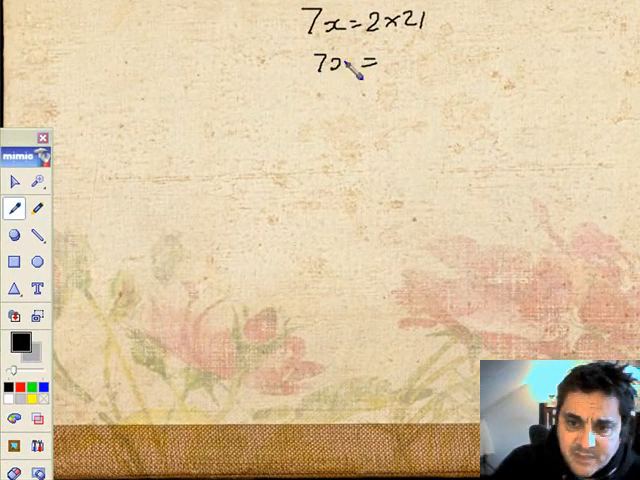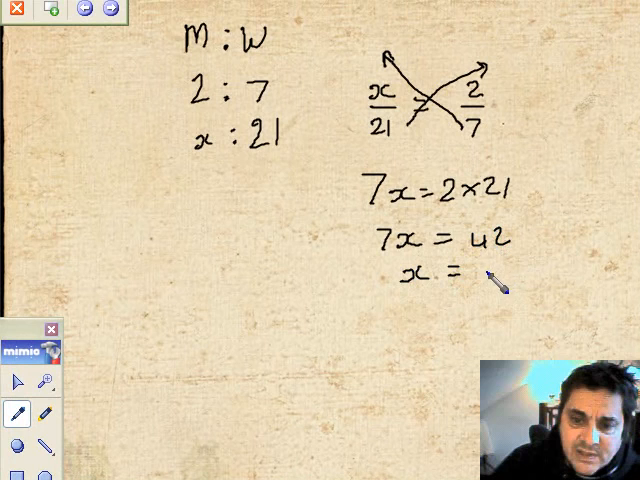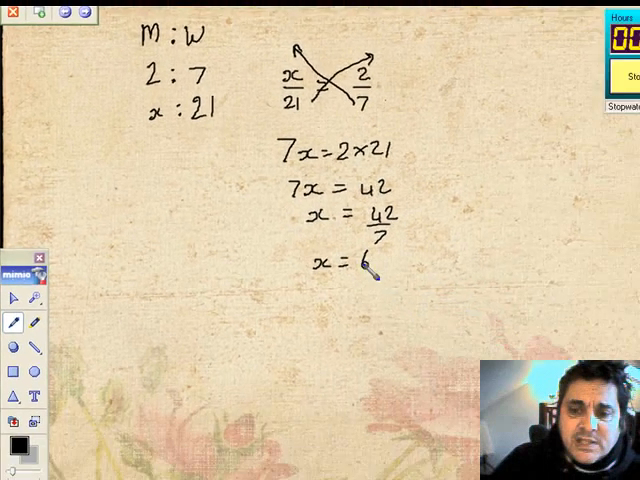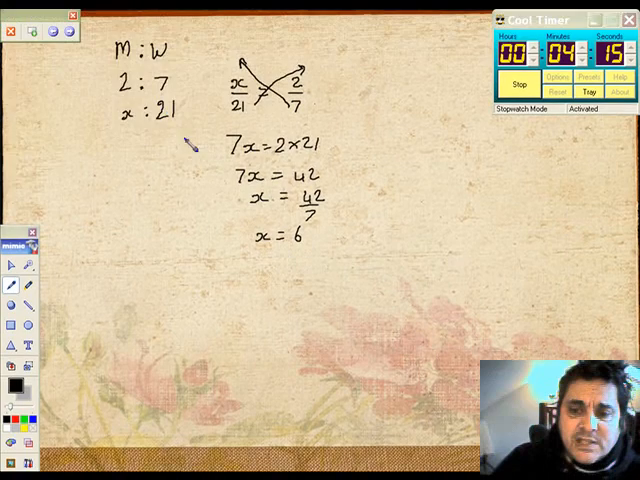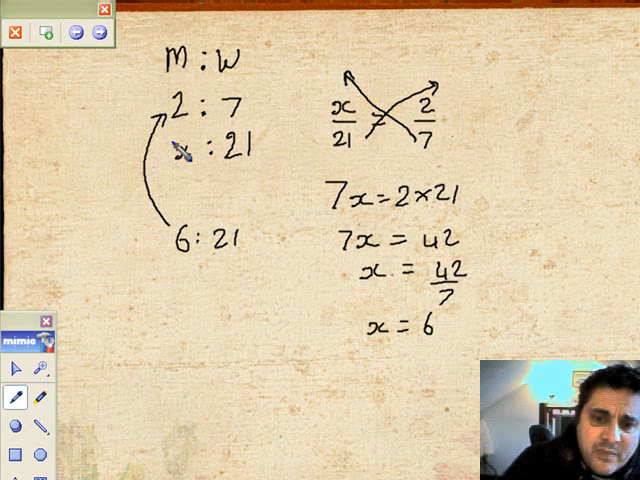Then to get our mystery value X, which is the number of men in the club, 42 divided by 7, and that gives us 6 chappies. Alright, so 21 women, 6 chaps. Let's just do a quick test on that. If we got it right, then 6 to 21 should simplify back down to 2 and 7. Well, how do you get from 6 down to 2?